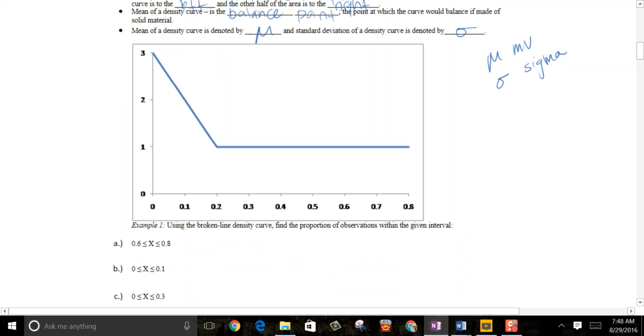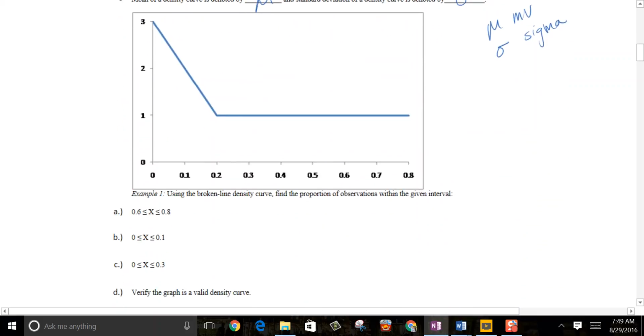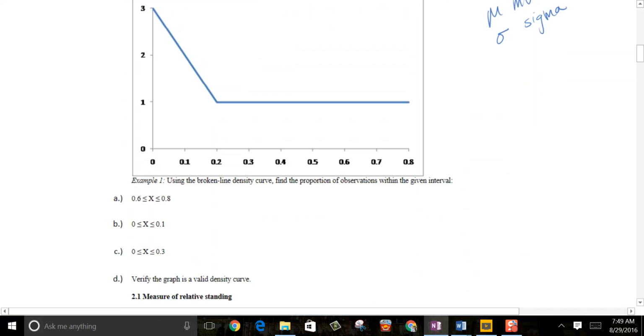Okay, so our first example, we're going to use this broken line density curve. Find the proportion of observations in the given interval. So we want to use the fact that the density curve, what do we know the area under the curve is? Just went over that up here. The area under the curve is always 1, so we're going to use that. And we just have these intervals that we're going to look at.